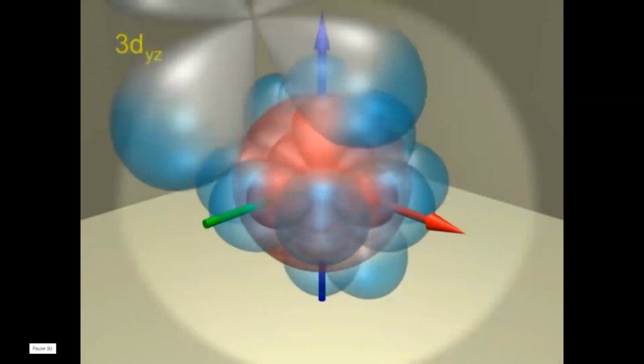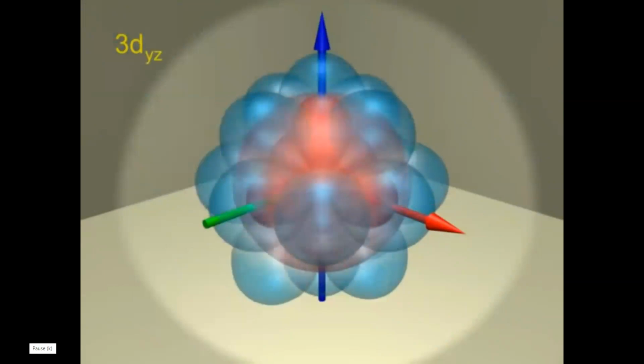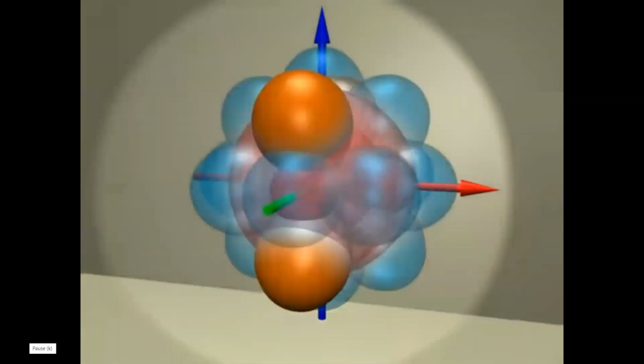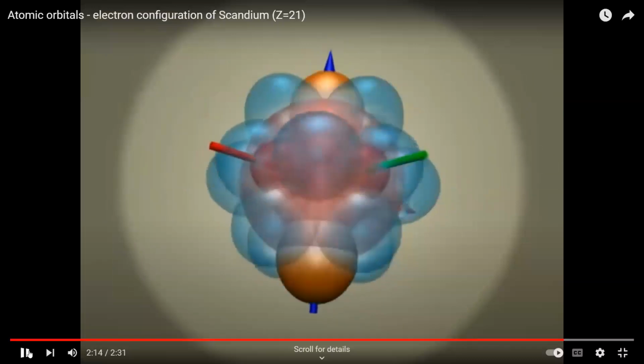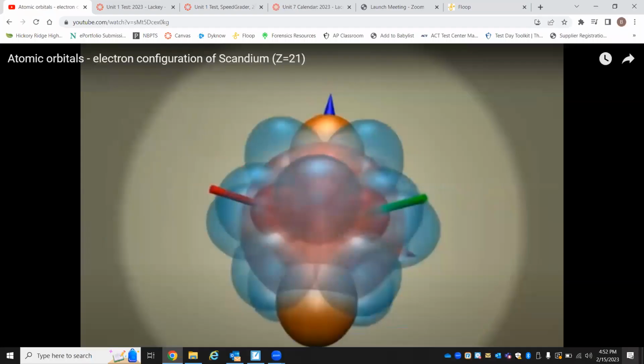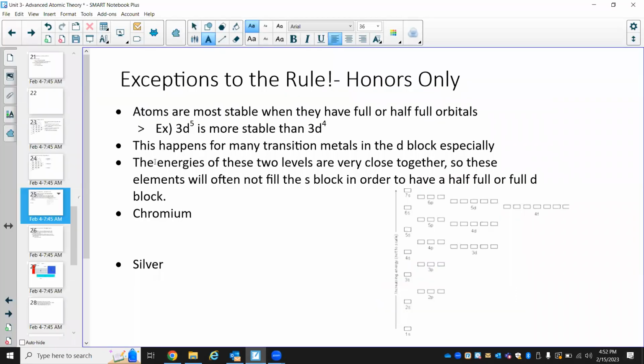So this is a 3-dimensional structure, and each of those lobes are areas that you're likely to find electrons around the nucleus of an atom. So I just wanted to show you what that looks like in terms of an atom itself.